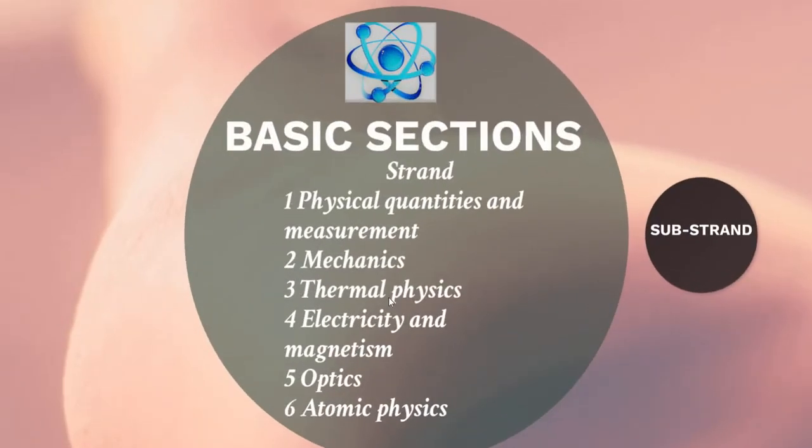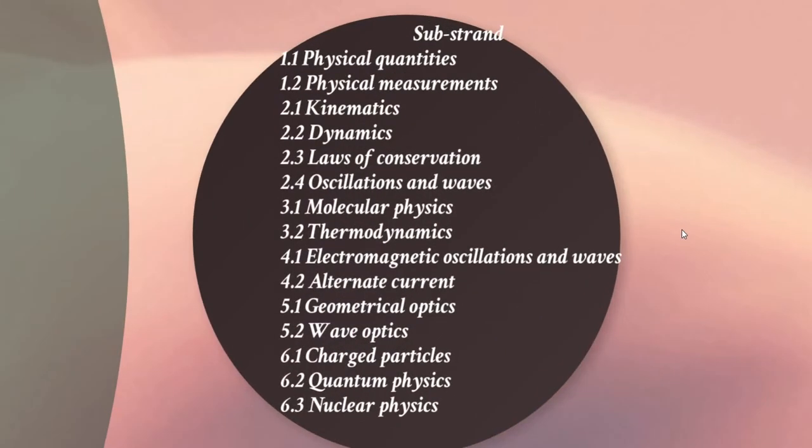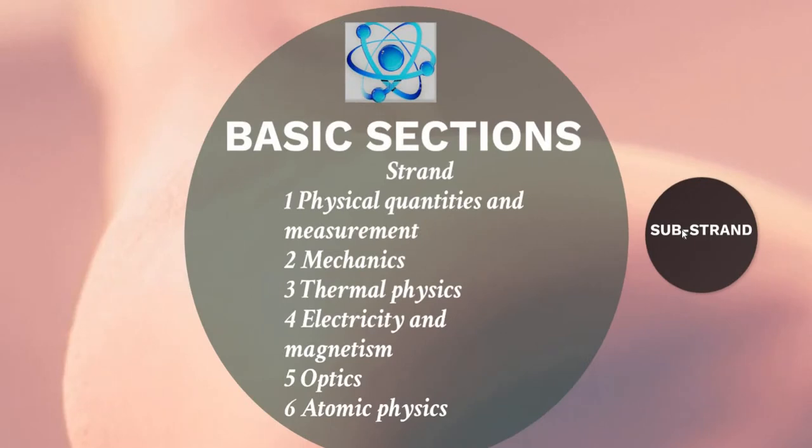So basic sections of physics are physical quantities and measurement, mechanics, thermal physics, electricity and magnetism, optics, and atomic physics. These are the substance: physical quantities, physical measurements, kinematics, dynamics, laws of conservation, oscillations and waves, molecular physics, thermodynamics, electromagnetic oscillations and waves, alternate current, geometrical optics, wave optics, charged particles, quantum physics, and nuclear physics. So these are the substance.